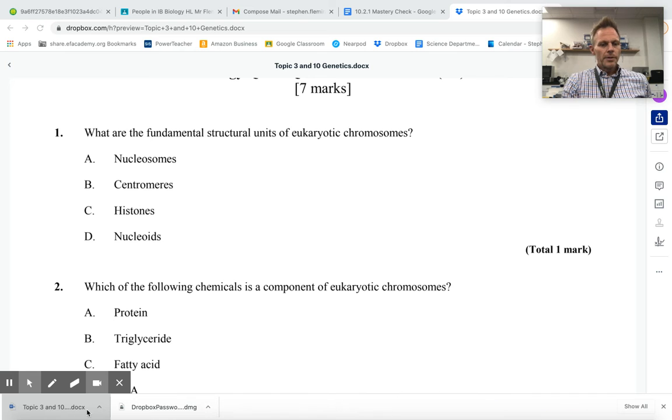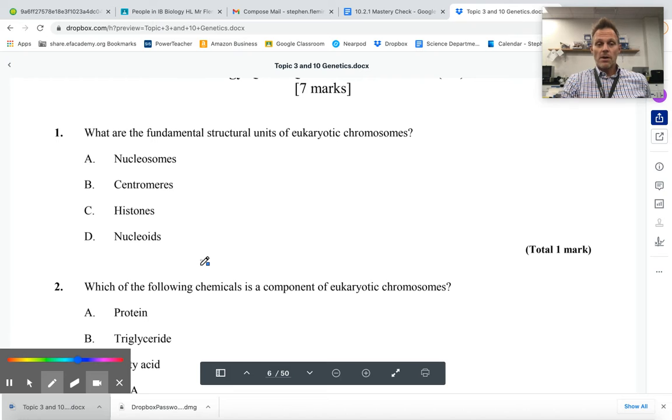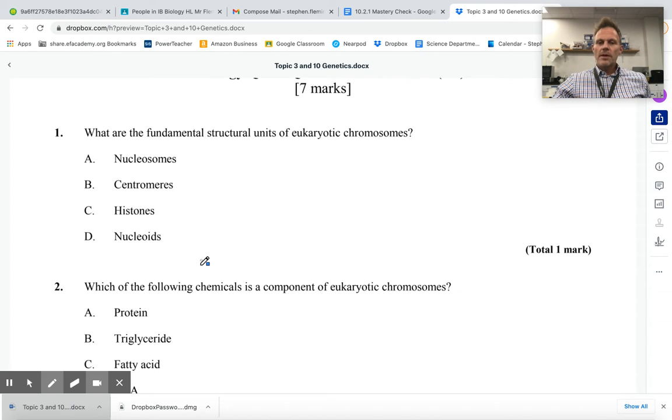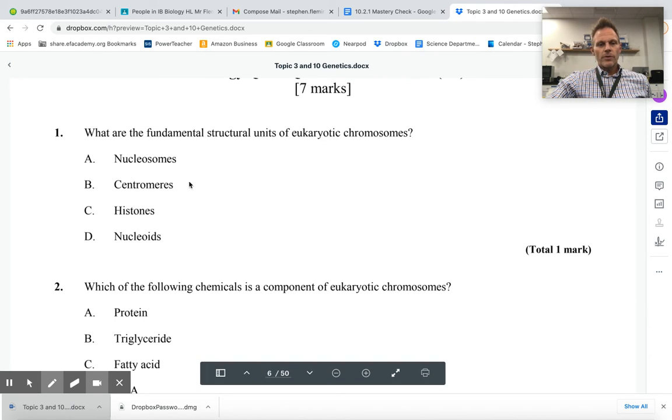Hey everybody, let's do a little review, see why the answers are why they are. So in 3.2, this first question, what are the fundamental structural units of eukaryotic chromosomes?